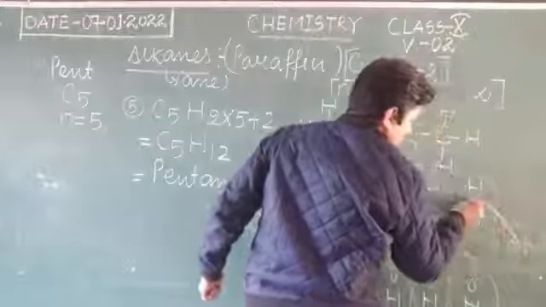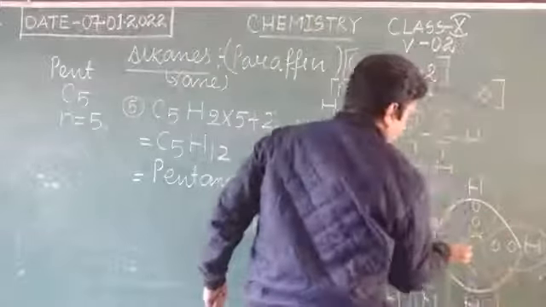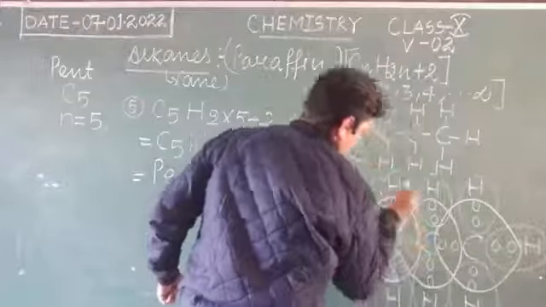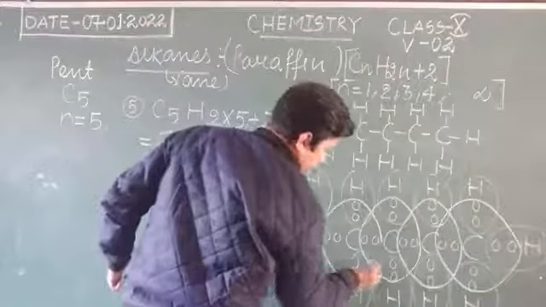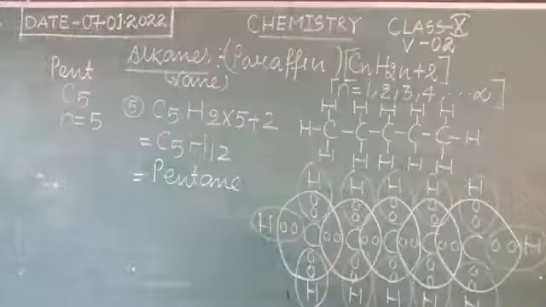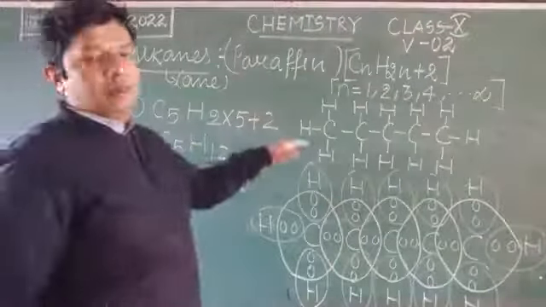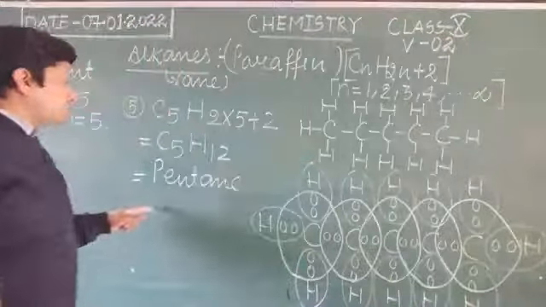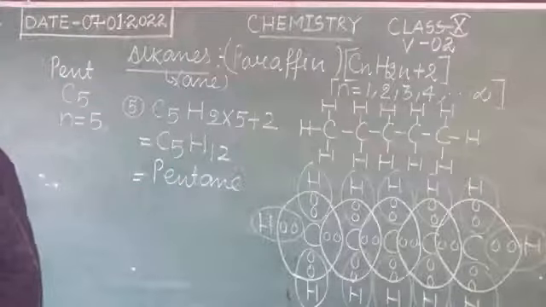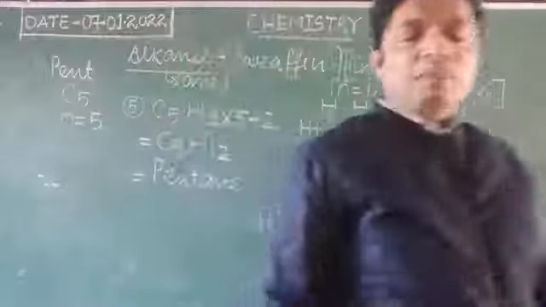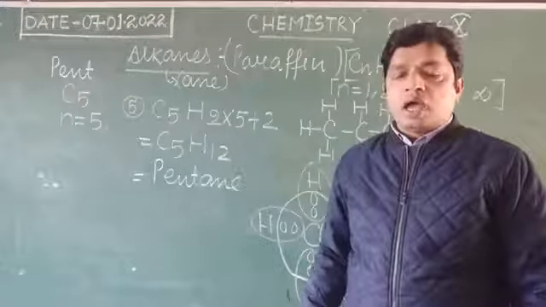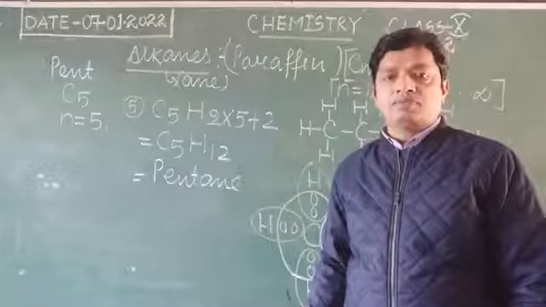Now, hydrogen is required by the carbon atoms. So that is the electron dot structure of pentane, and it is the chemical structure of pentane. It is the molecular formula of pentane, and that is the IUPAC name of pentane. The 6th member is hexane, the 7th member is heptane, the 8th member is octane. Up to octane you have to draw, and that is your homework as well as assignment.